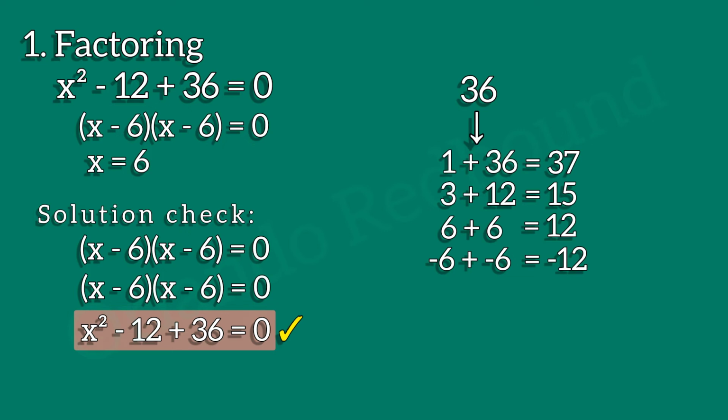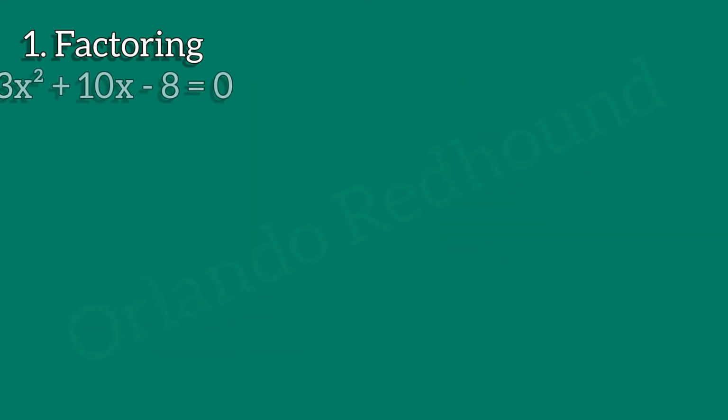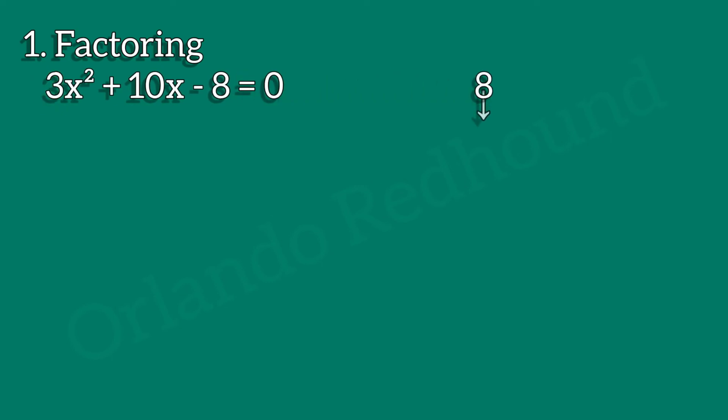Let's take another example. This time the coefficient of x squared is greater than 1. And finding the factors of 8 won't give us any possible solution. There are no factors that when added together will give us 10. This requires another method of finding the factors. This method is called the magic X or the no-fuss method.